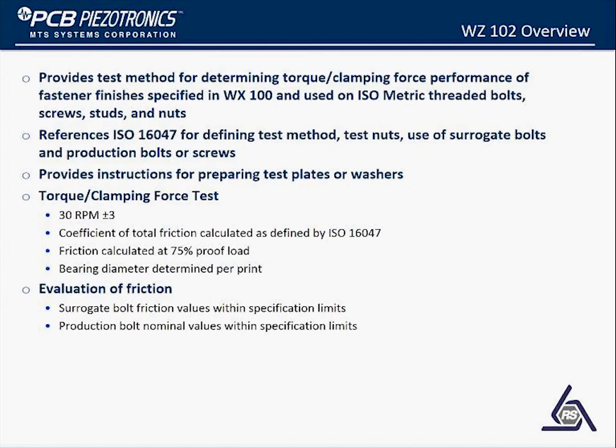So you're probably starting to see the commonality between the test specifications. There's some minor changes in terms of RPM. The test point, is it at 75% of proof load or 1% above 75% of proof load? But there's always some very similar things that you have to look for in the test specification when you're setting up and running a test.